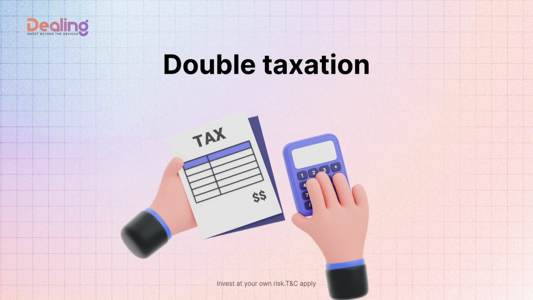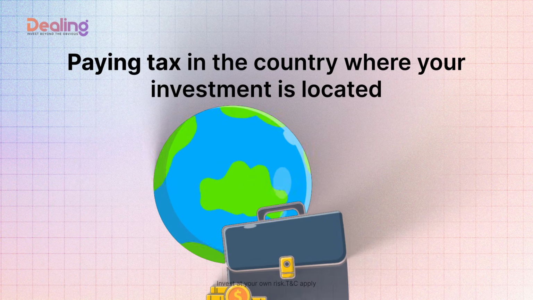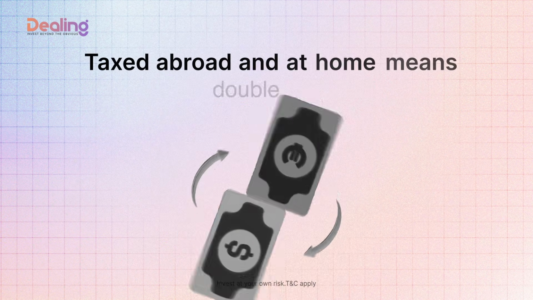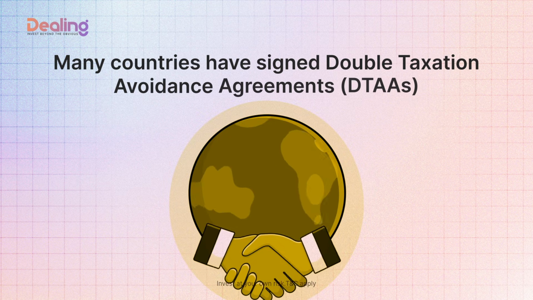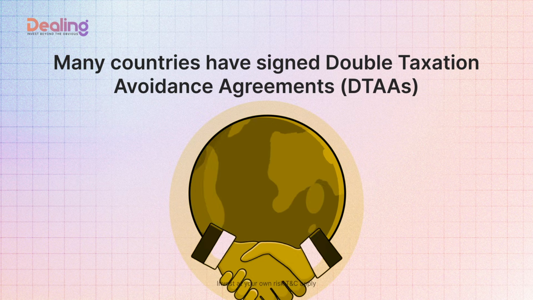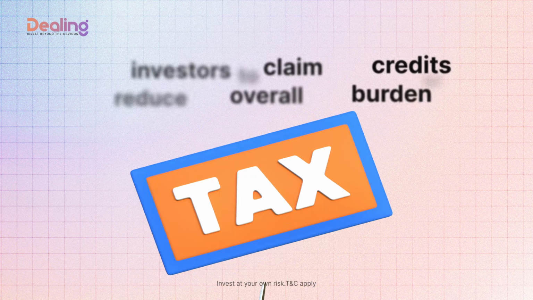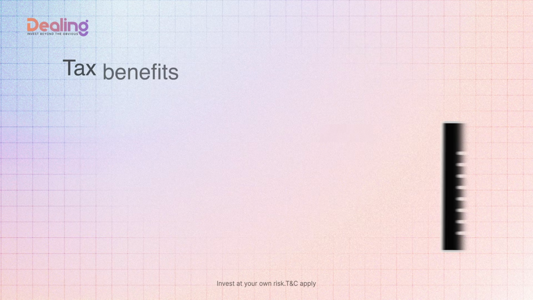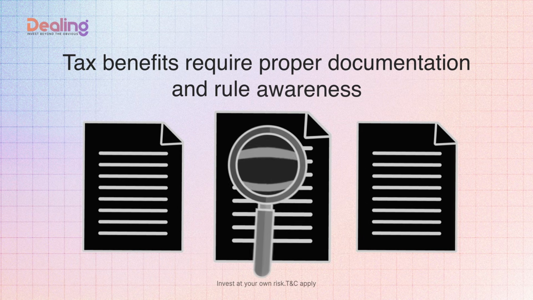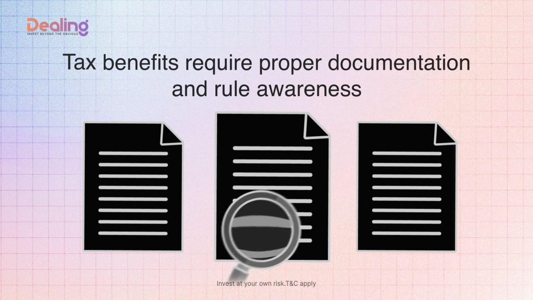Double taxation. Paying tax in the country where your investment is located and then again in your home country is known as double taxation. Many countries have signed double taxation avoidance agreements, DTAAs, which allow investors to claim tax credits or reduce the overall tax burden. These benefits typically require proper documentation and understanding of the applicable rules.